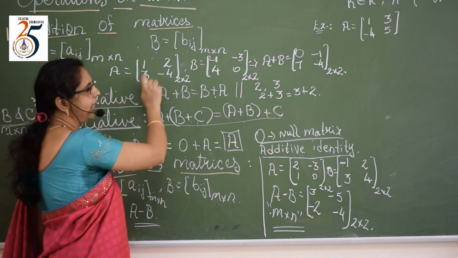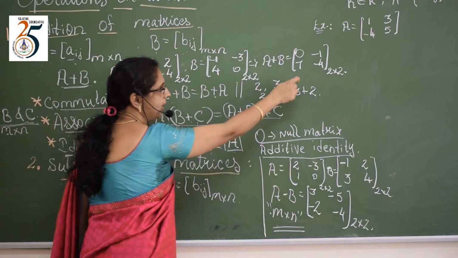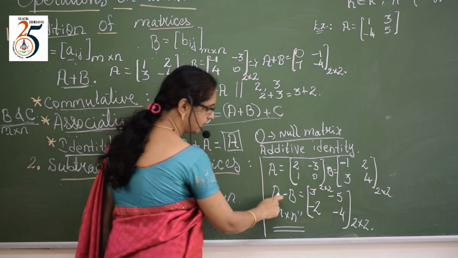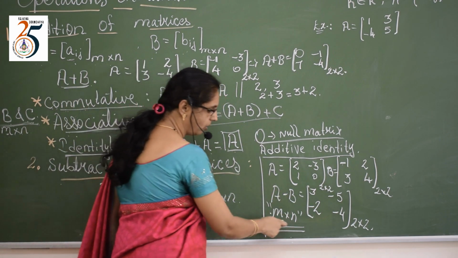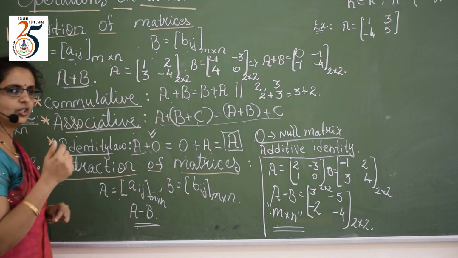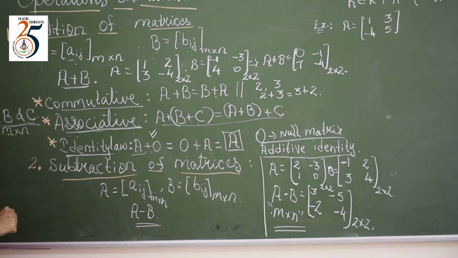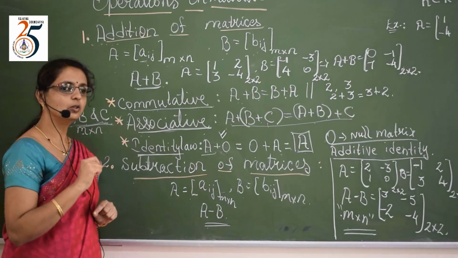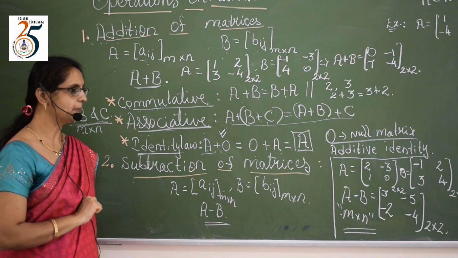When I add A and B, the order of A plus B will be the same as A and B. When I subtract A minus B, I get the same order, like 2 cross 2 itself. Now, let us glance at its properties. As we all know, commutative is not possible with respect to subtraction.